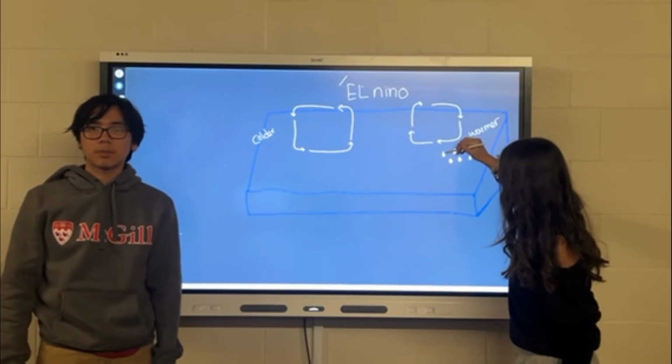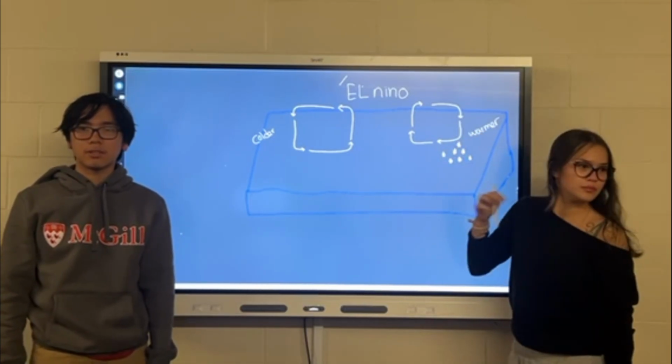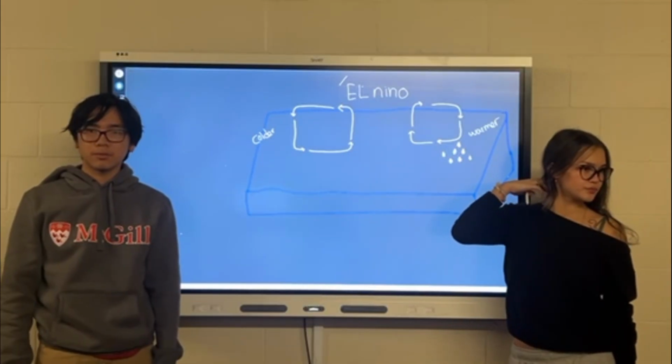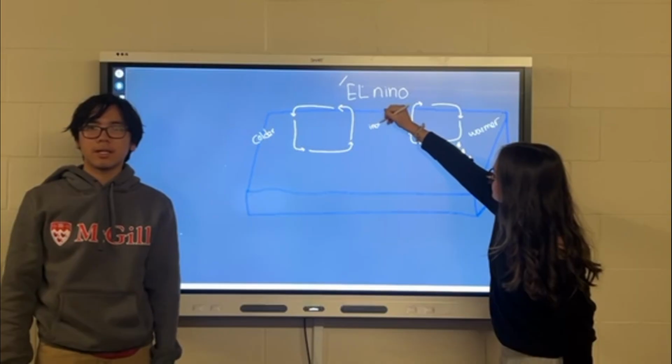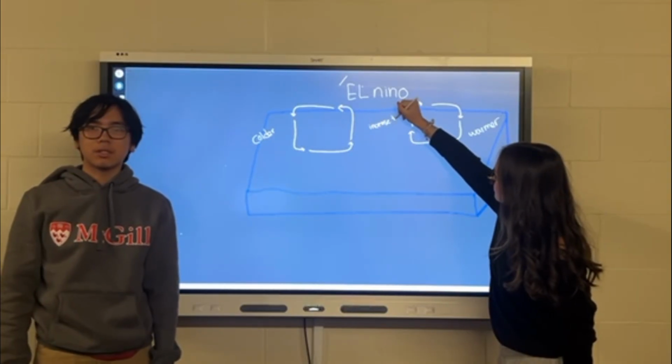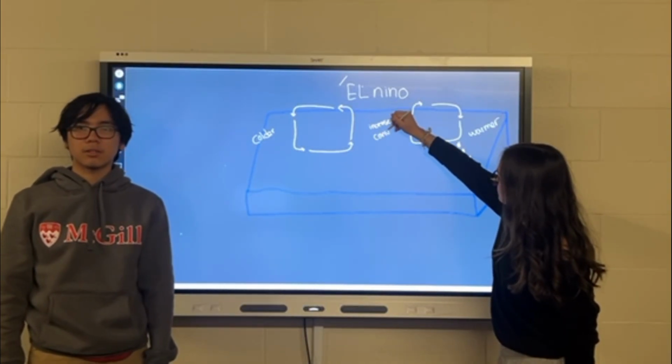So, El Nino perfectly shows how sensitive the entire food web is to changes in nutrient flow, as one disruption can ripple through every level, all the way to the top.